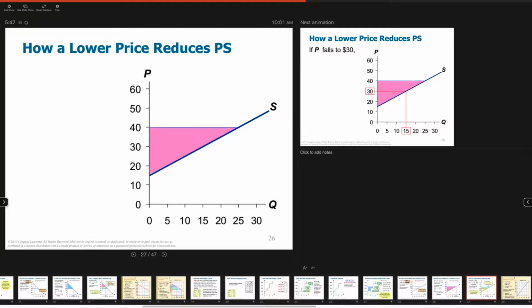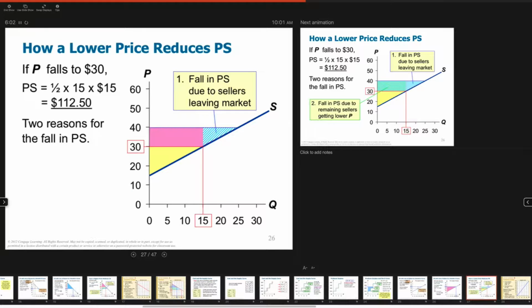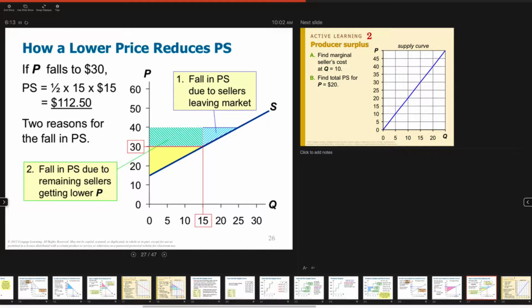Okay. So if we decrease price, producer surplus decreases. Price falls to 30. We now have a new producer surplus. Got it? Two reasons for that fall in producer surplus. This is exactly the same as we did with demand. These people in this triangle leave the market. These people, this producer surplus is just lost due to the lower price. Okay? That's all it is. Should be very concrete, very straightforward here. Are we all on board so far? Because we're about to put them together.